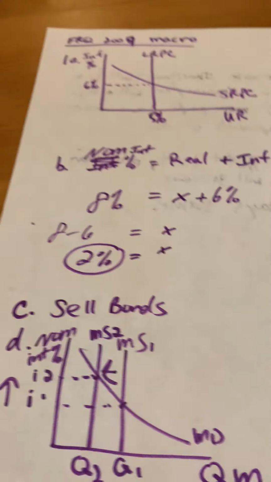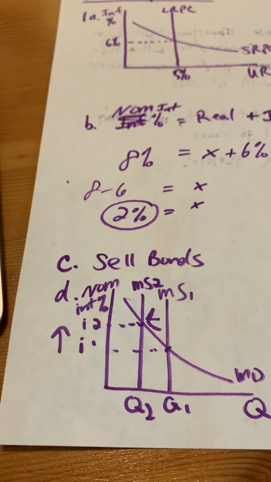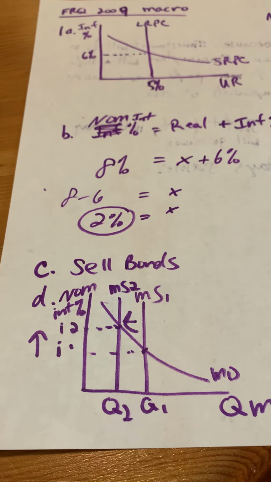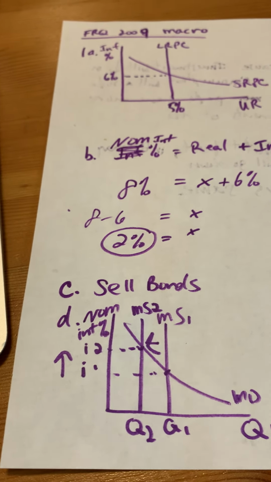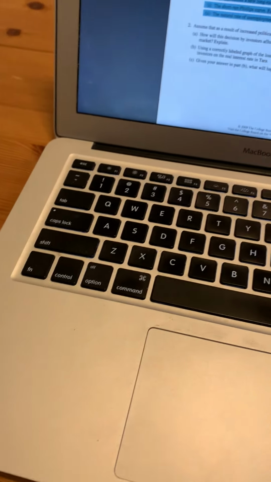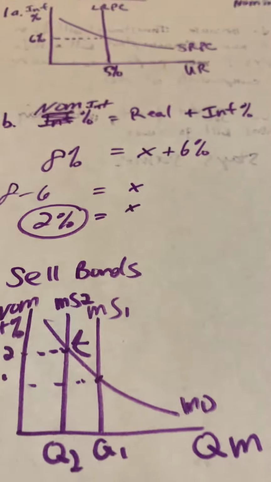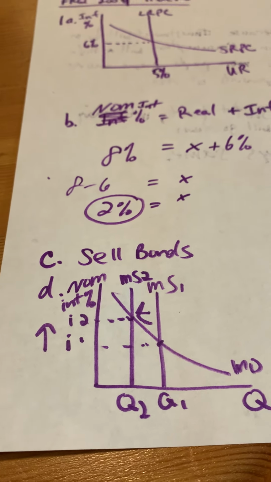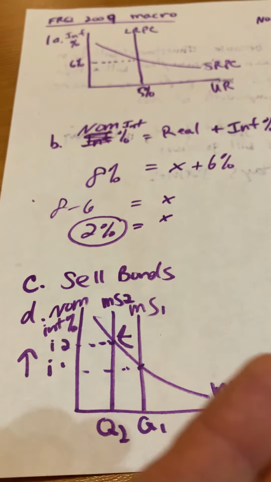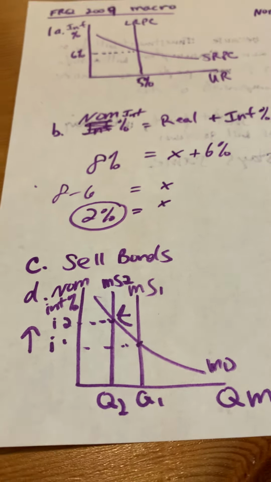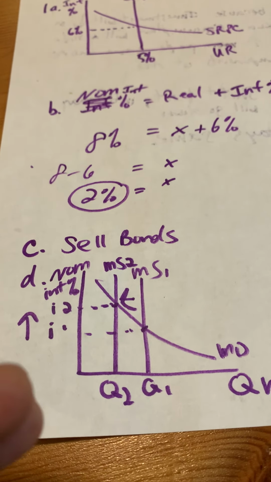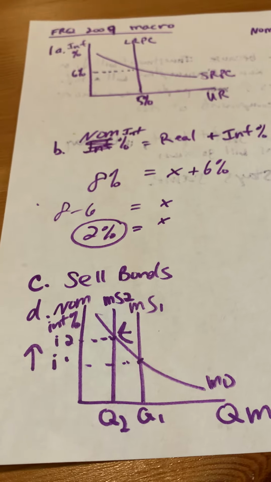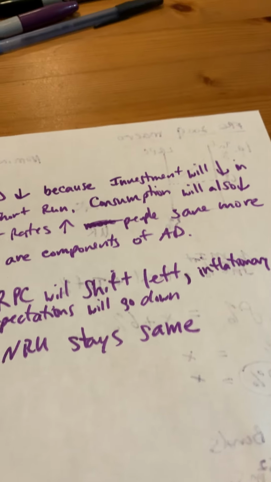Well, in general, when interest rates go up, investment goes down. Money is more expensive. Consumption also goes down because interest rates are going up. And when interest rates go up, people say, hey, would I rather spend more money or would I rather save more money? Well, if interest rates are going up, people will save a little bit more money. So consumption actually goes down. And that's how you're kind of expected to explain it.